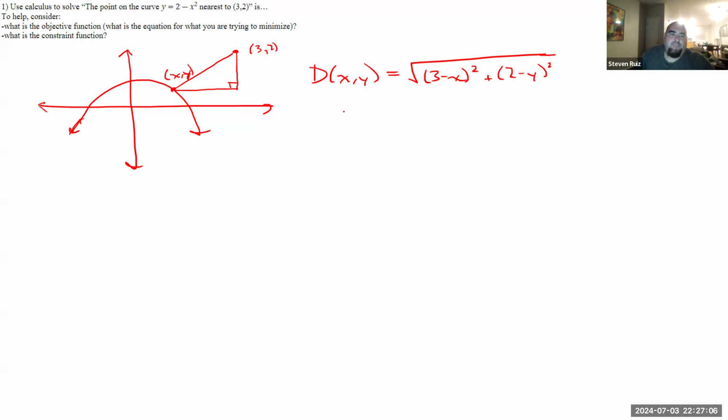So what's the constraint here? The constraint function, and it's not always resources that are constrained, is basically just some requirement you have to fulfill. The requirement here is that y and x are related in a very specific way: y is equal to 2 minus x squared. So what I'm going to do here is to insert that and rewrite this. So the square root of (3 minus x) squared plus (2 minus, what's y? 2 minus x squared).